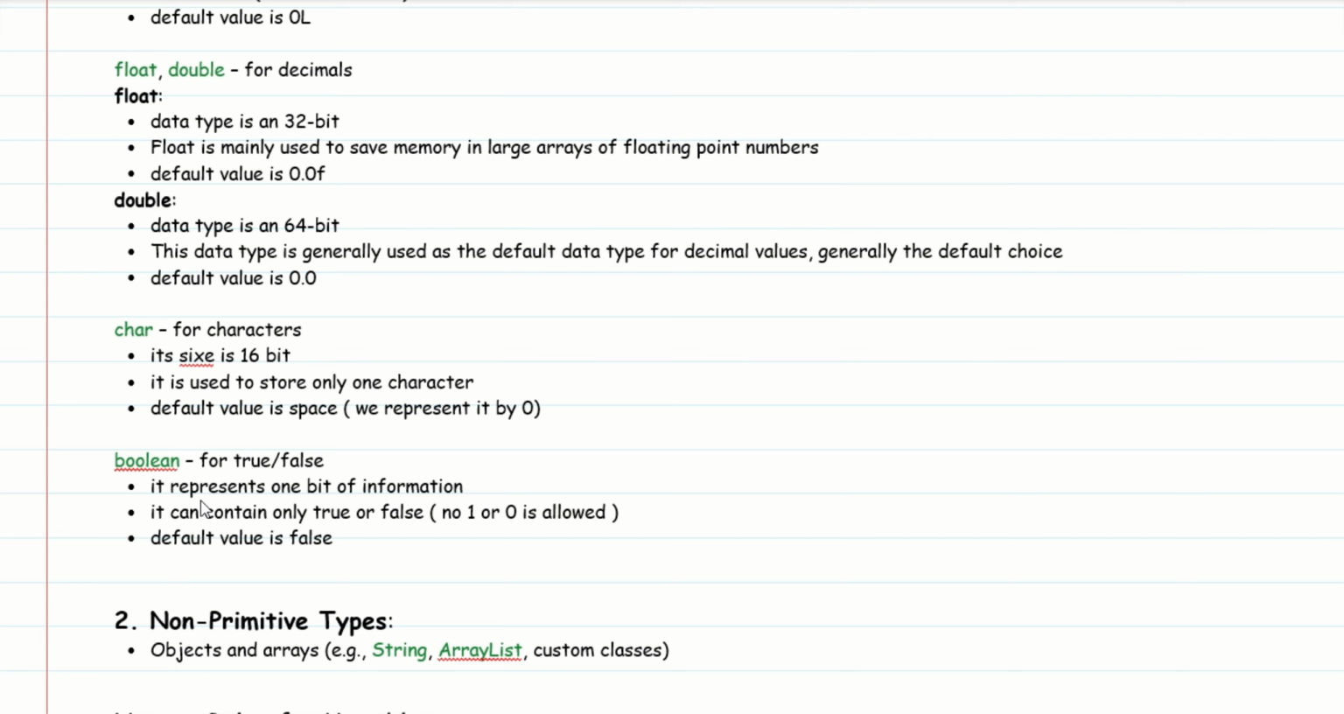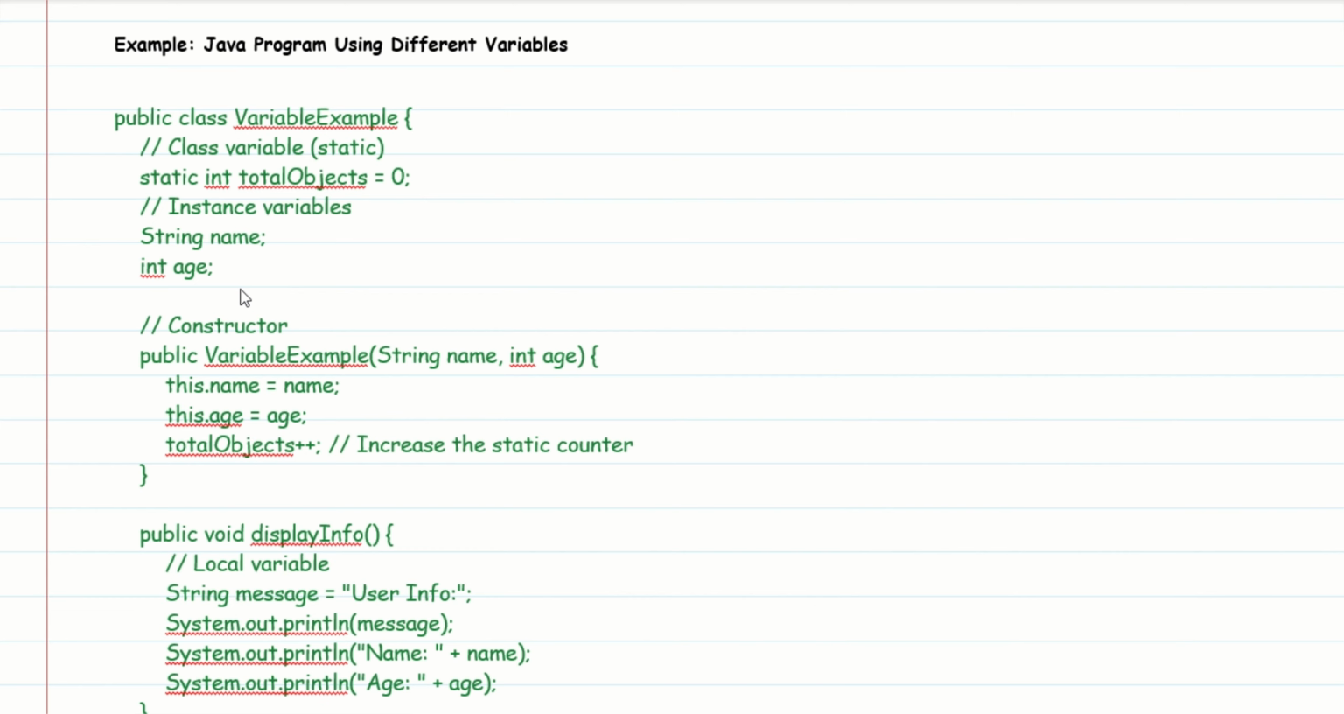Again, I will demo the Java variables in the IDE as well. Here you can see we have a Java program which uses different variables. It has a class variable, an instance variable, and a local variable. This is a class variable, which is declared outside the method and starts with the static keyword. Then this is an instance variable, which does not contain static.